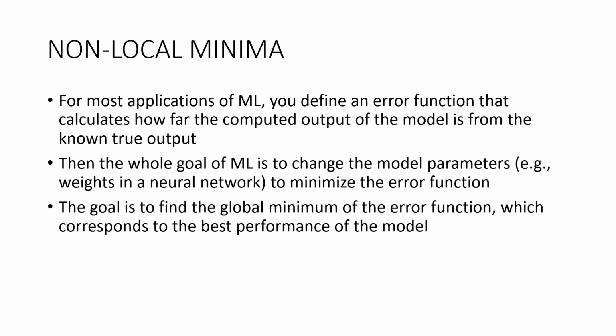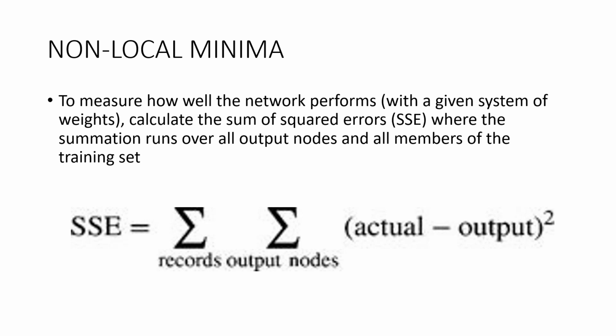Non-local minimum. Basically, with machine learning, you define an error function. It tells you how well your model's doing. And the whole goal of machine learning is to change your parameters, say weights in a neural network, to minimize that error function. The idea is you want to find what's called the global minimum, the lowest value of the error function, which is the best theoretical performance you can get from that model. But unfortunately, that doesn't always work.